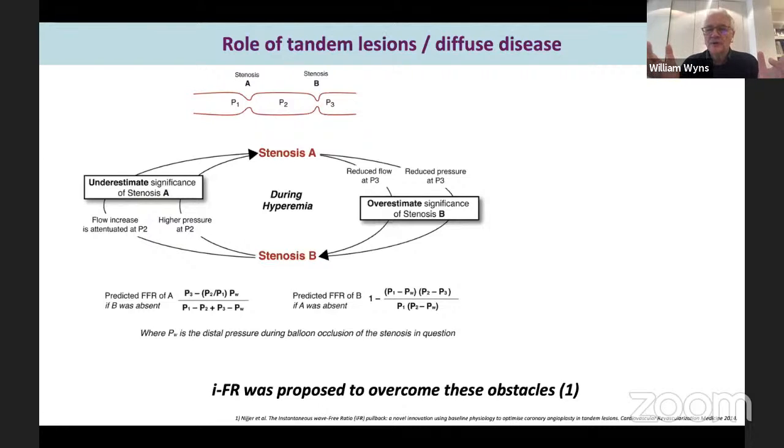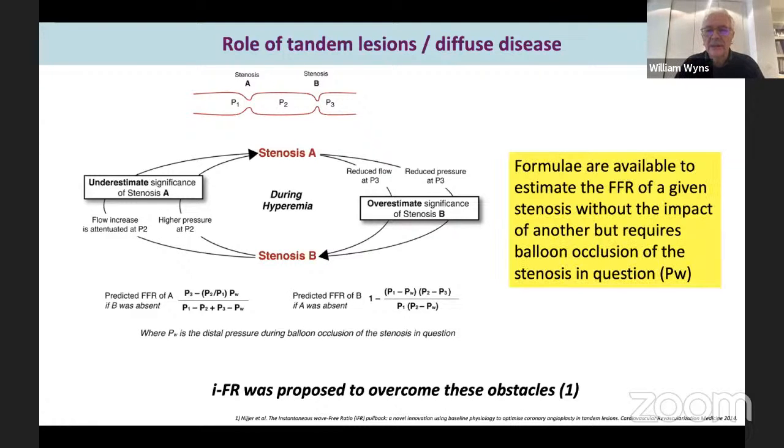These models all assume that you have normal vessel, lesion A, normal vessel, lesion B, normal vessel. When you have a tandem lesion, it's very likely that the vessel will be diffusely diseased. So does it really matter? What does matter? And that's what we're coming to next.